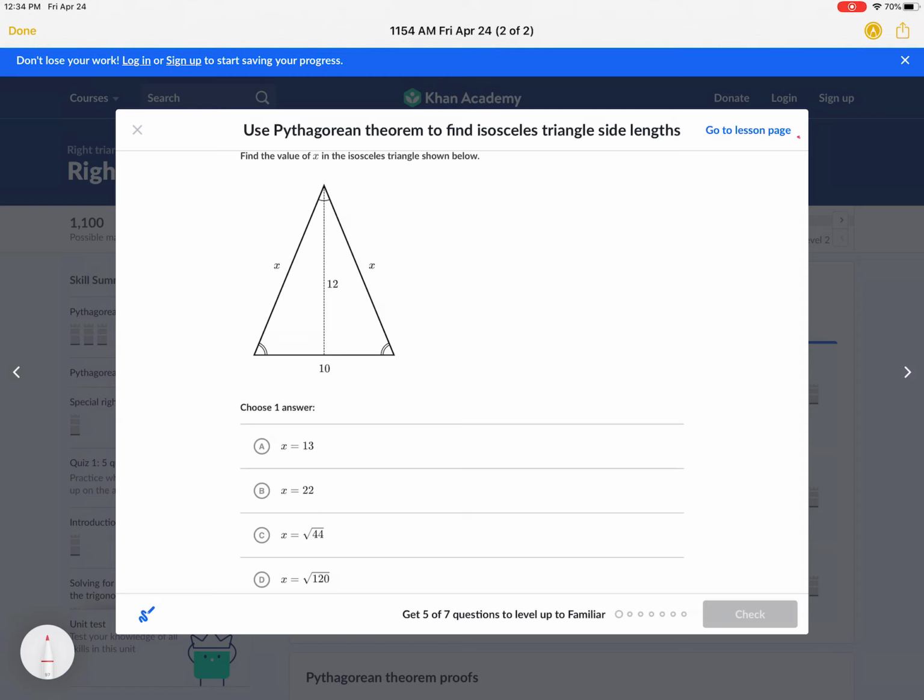So, Miss Matthews gave an assignment asking you to use the Pythagorean theorem to find isosceles triangle side lengths. That is a very goofy word. Isosceles simply means that you have a triangle with two sides that have the same length. If you're looking at the triangle on the screen now, both sides of this triangle have lengths of x. So those two sides are the same, and that's why it's an isosceles triangle.